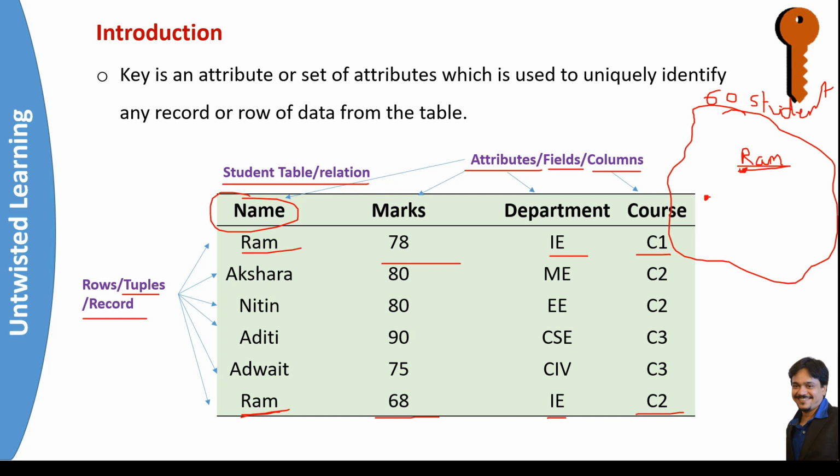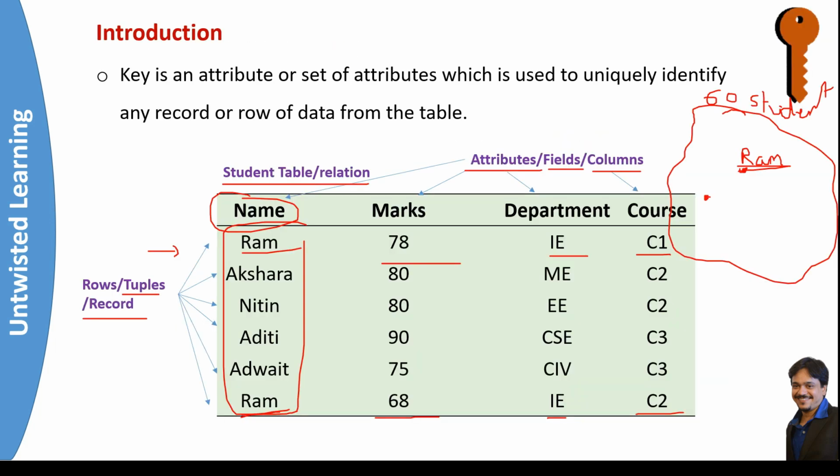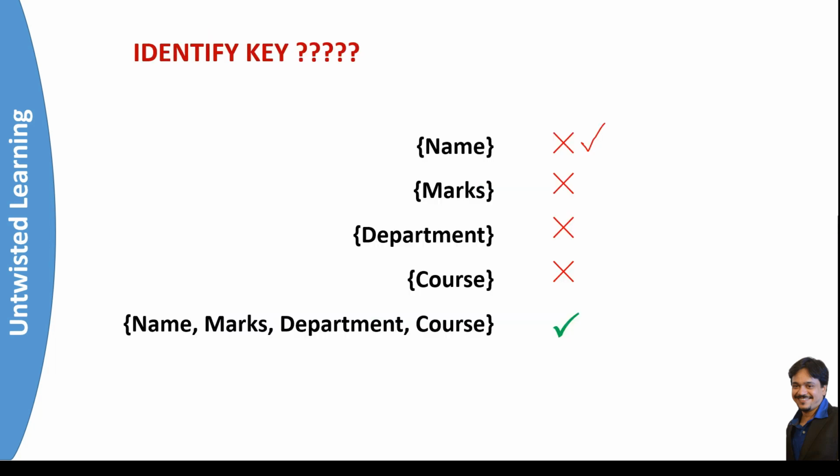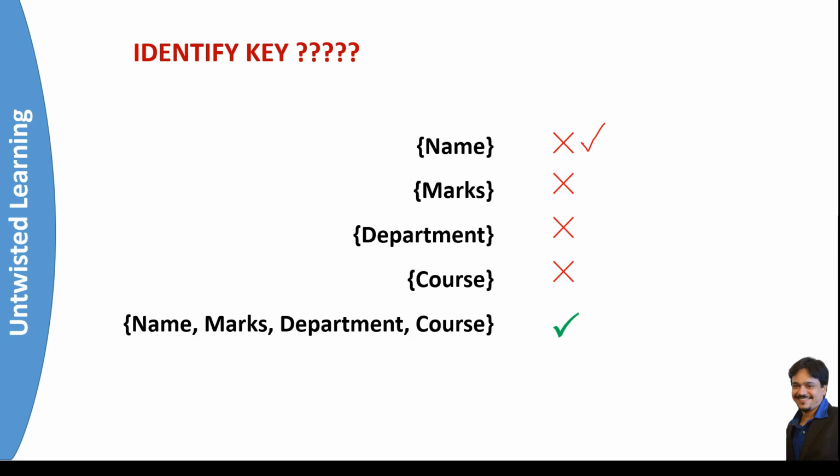So similarly, the same logic goes over here. That is, to uniquely identify a row, we must have either all the entries in the attribute unique, or we have to use multiple attributes to uniquely identify the row, right? So name will not be a unique identification key because there is a repetition. Similarly, marks cannot be because there is also repetition. Department, there is also repetition of entries. Then course also there is repetition of entry. So individually, none of the columns is a valid key.